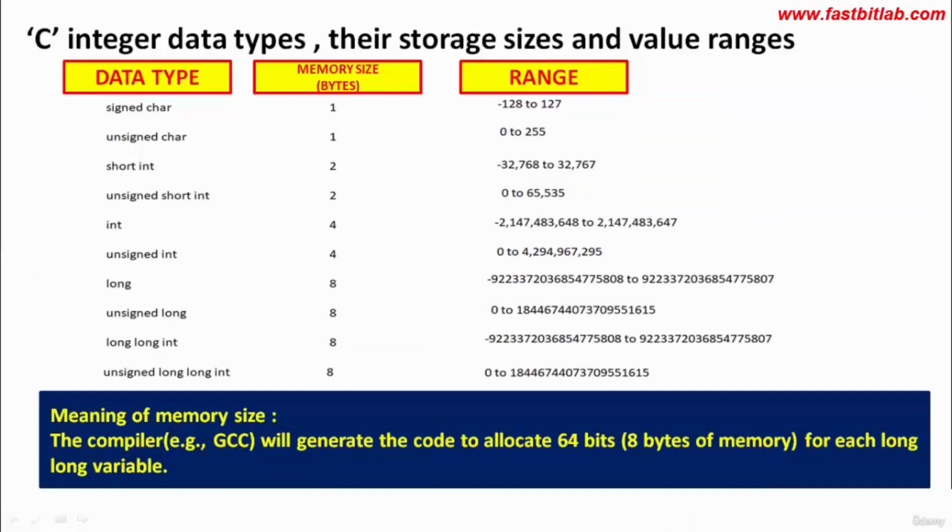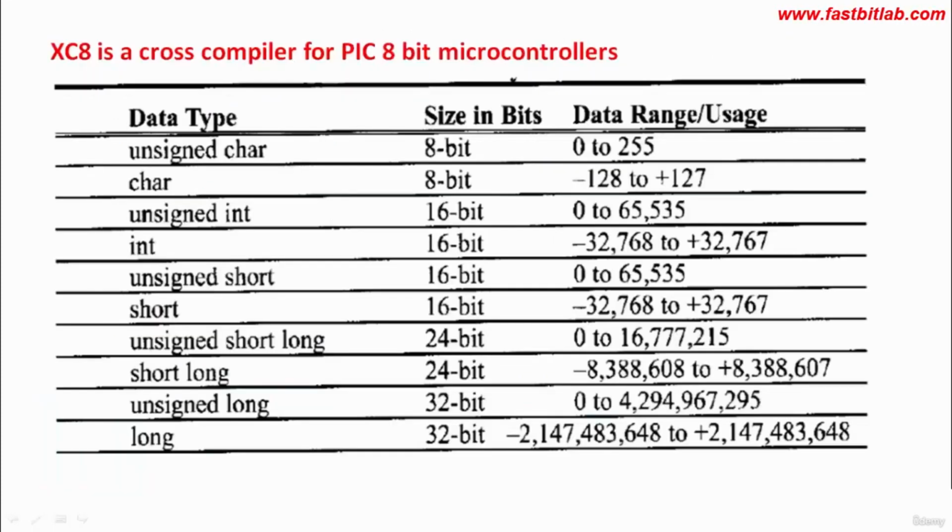So what is the meaning of that memory size table? For example, let's consider the GCC compiler. The compiler will generate the code to allocate 64 bits for each long variable. So now let's move forward.